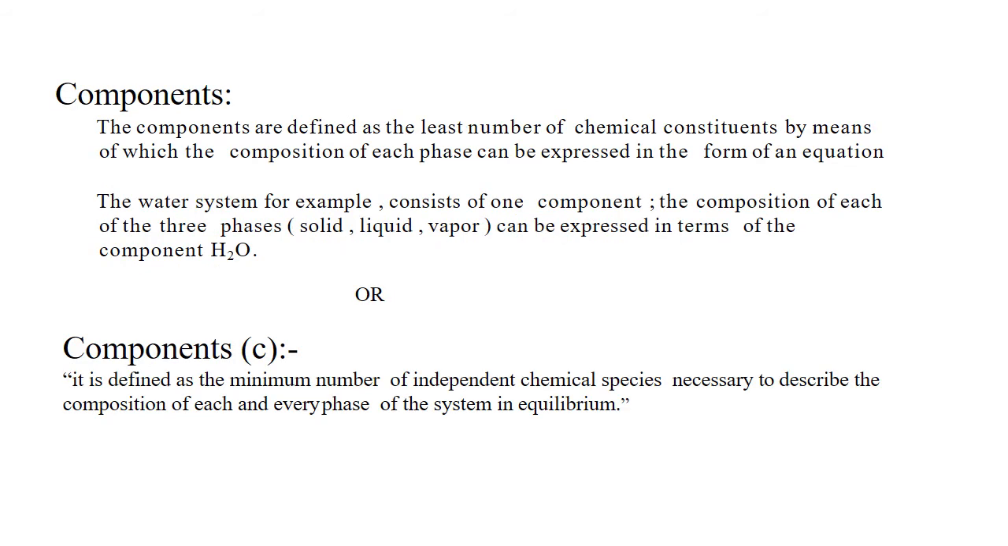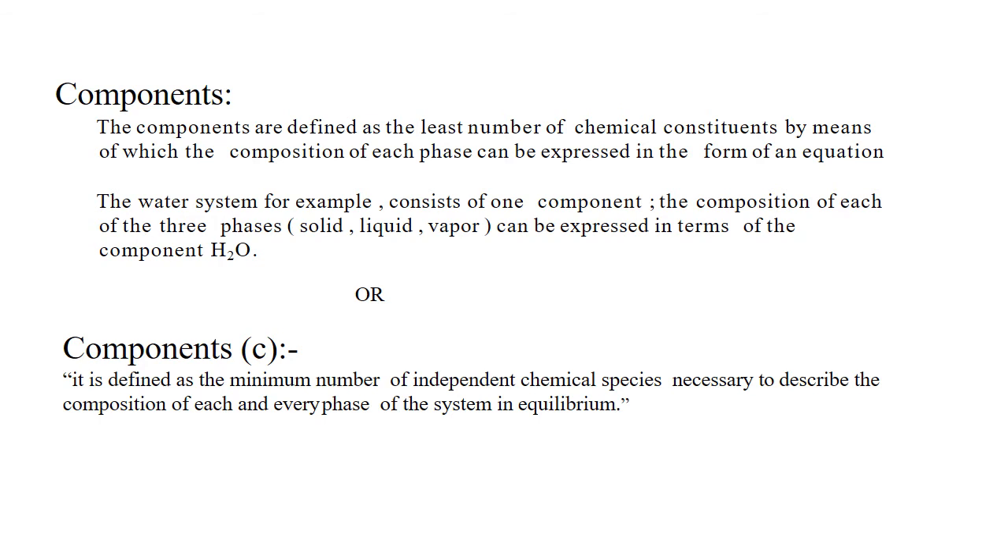Components. The other terminology present in the Gibbs phase rule is the component, which is denoted by C. The formula, which we have seen in the previous slide, is F = C - P + 2. The P shows the phase, which we have discussed in the previous slide, and the C in the Gibbs formula shows the components. The components are defined as the least number of chemical constituents of a system by means of which the composition of each phase can be expressed in the form of an equation.